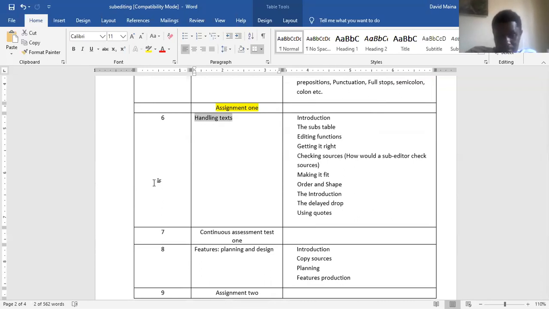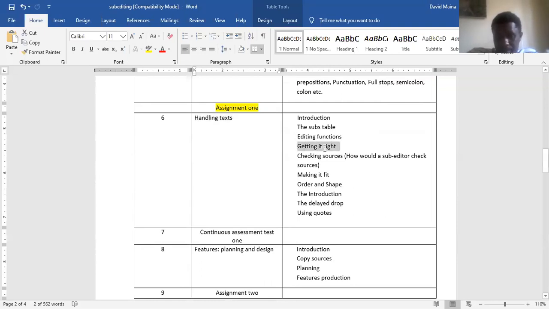We are going to look at the subs table. The subs table is the copy desk. It's usually called the copy desk. We're going to look at the editing functions. What are the functions of editing?